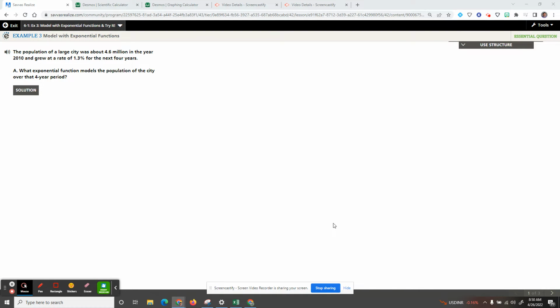In example 3, we're going to look at an exponential function in context. So we're going to start with a population of a city of 4.6 million in the year 2010. It's growing at a rate of 1.3% for each of the next 4 years. So then what's the exponential function that could model that growth?